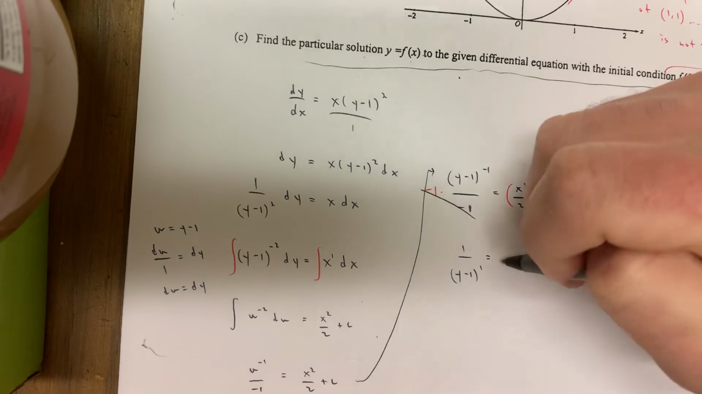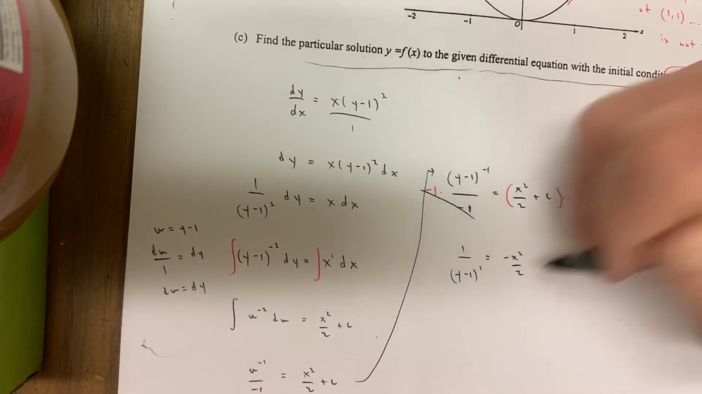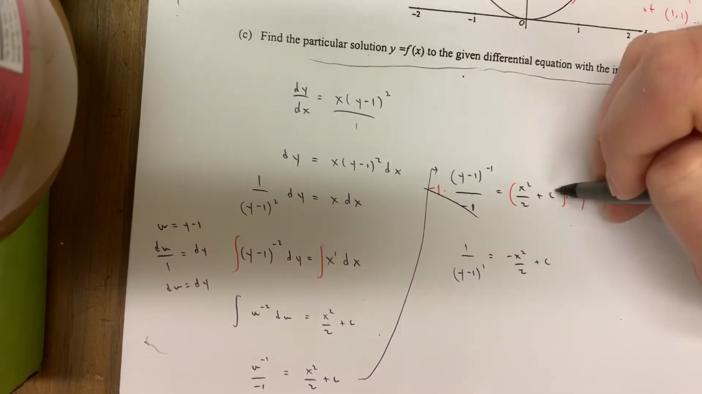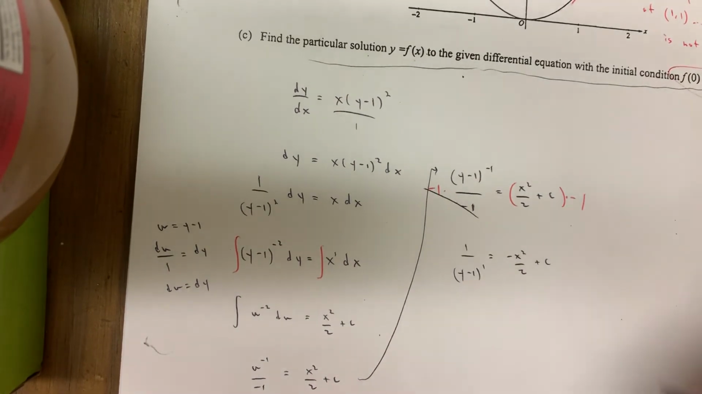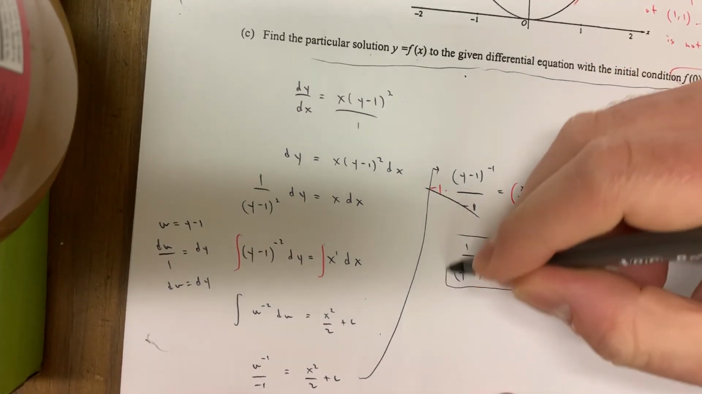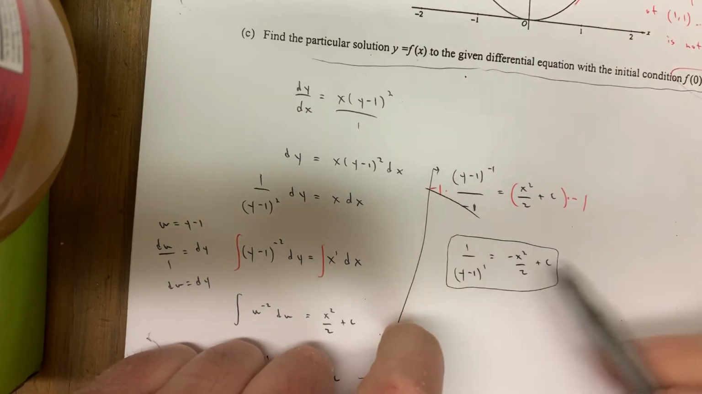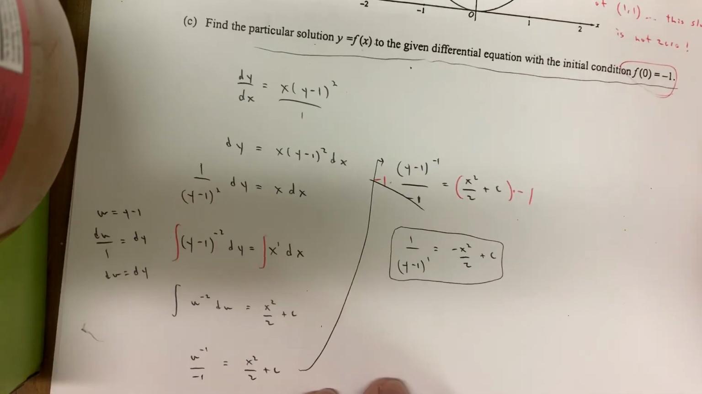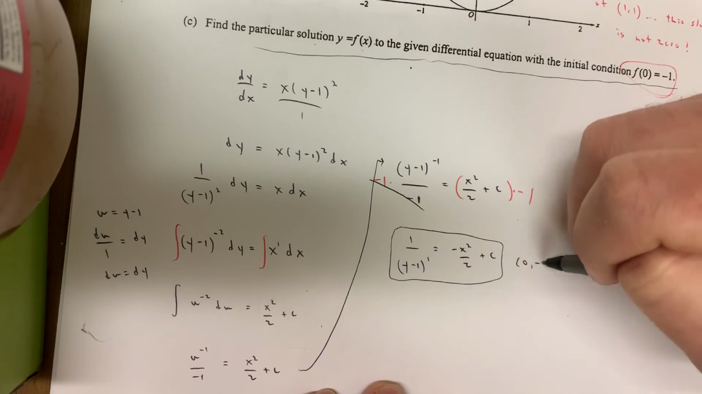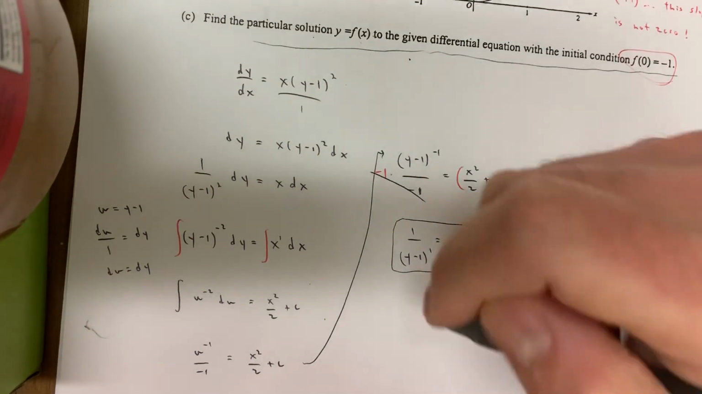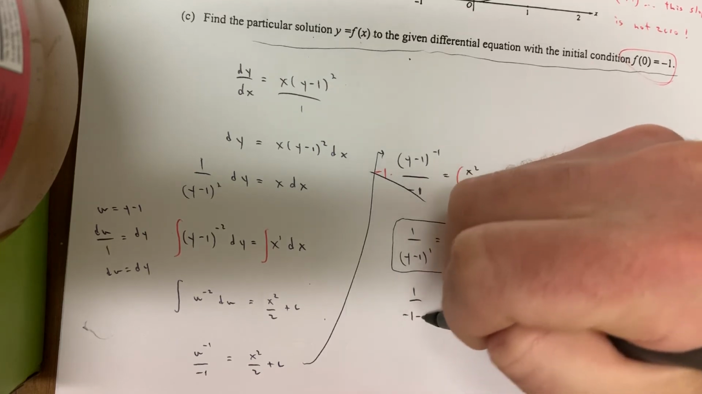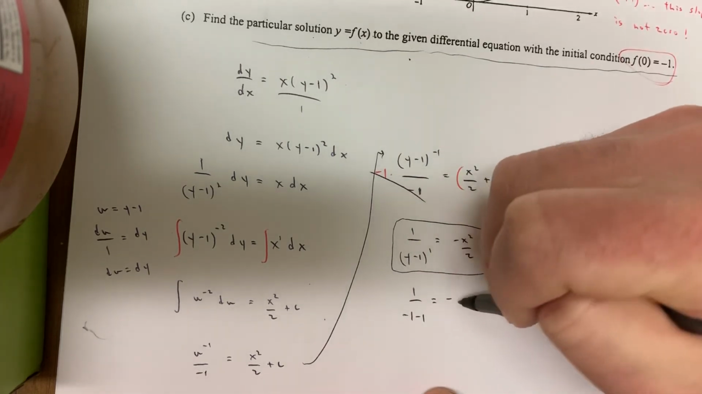But here is equal to what? Negative x squared over 2, and then just plus c, because a negative 1 times a constant is just another constant. That's a pretty good general solution right there, without these parentheses on the 1, because obviously it's not needed. But remember the initial condition. If f of 0 is negative 1, 0 comma negative 1 lies on this function. So if y is negative 1, 1 over negative 1 minus negative 1 is equal to, x is 0.